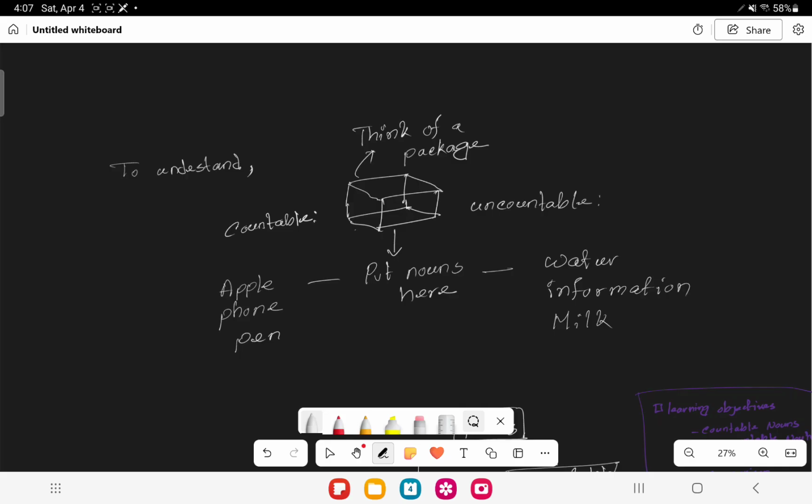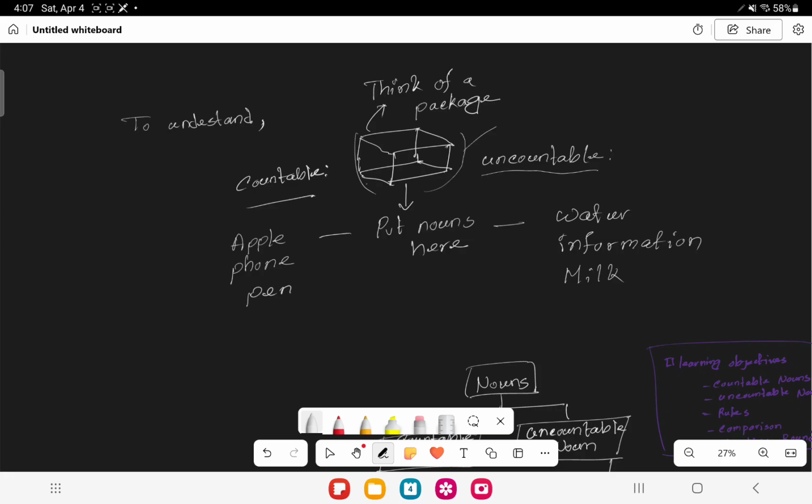To understand countable noun and uncountable noun, think of a package. When you put nouns in this package, when you can count those nouns, those are countable nouns, and when you cannot count those nouns, those are uncountable nouns. Suppose you are putting apples, phones, pens in this package, then you can count those nouns.